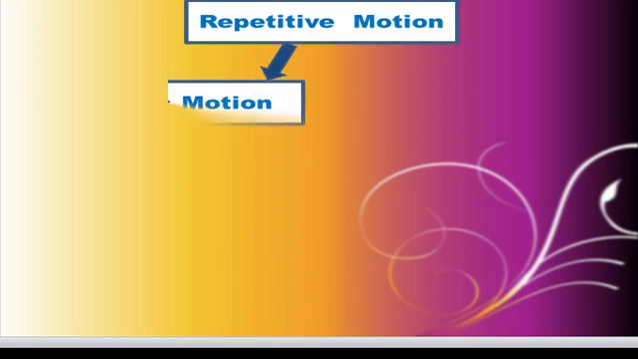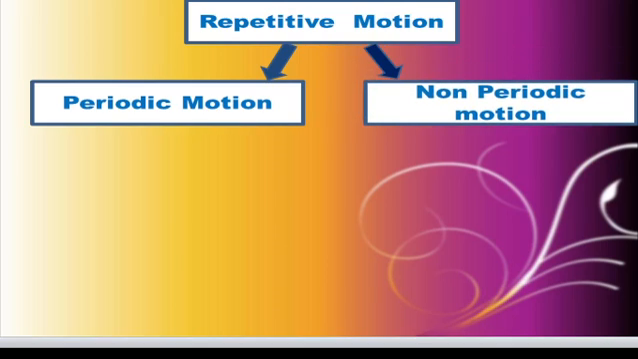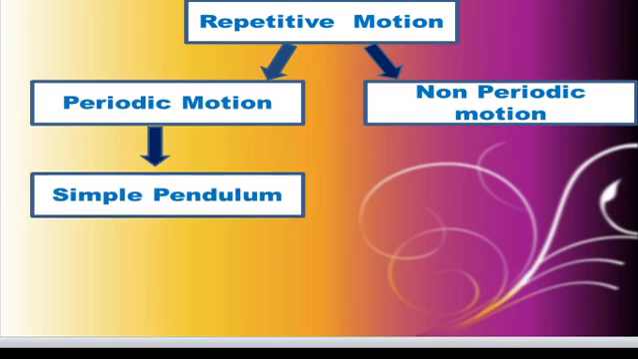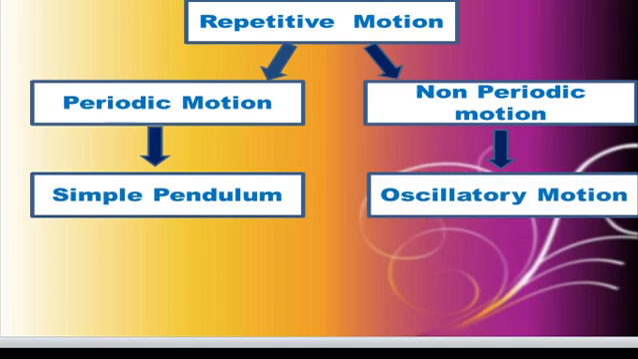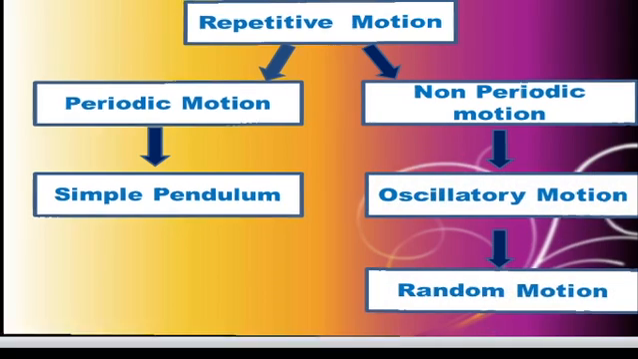Repetitive motion has two types. One is periodic motion, another one is non-periodic motion. Further, an example of periodic motion is the simple pendulum, and examples of non-periodic motion are oscillatory motion and random motion.